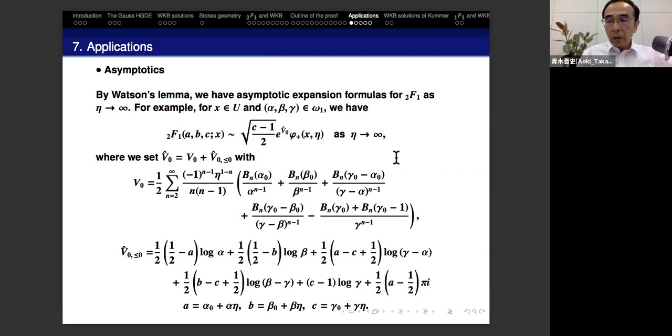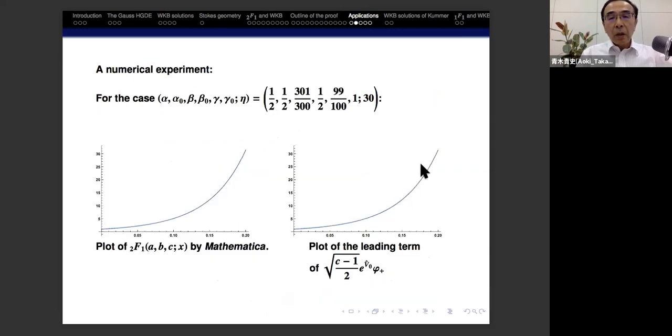I examined numerically by using Mathematica, and I chose parameters like this, and plotted by Mathematica, and our leading term fits very well. So I hope this supports our formula.